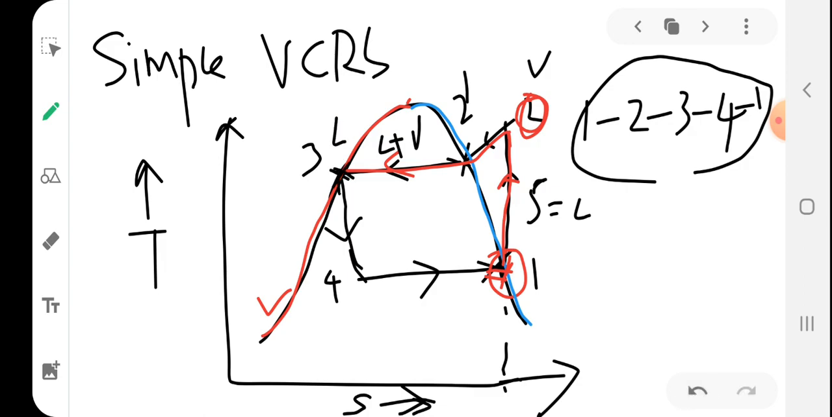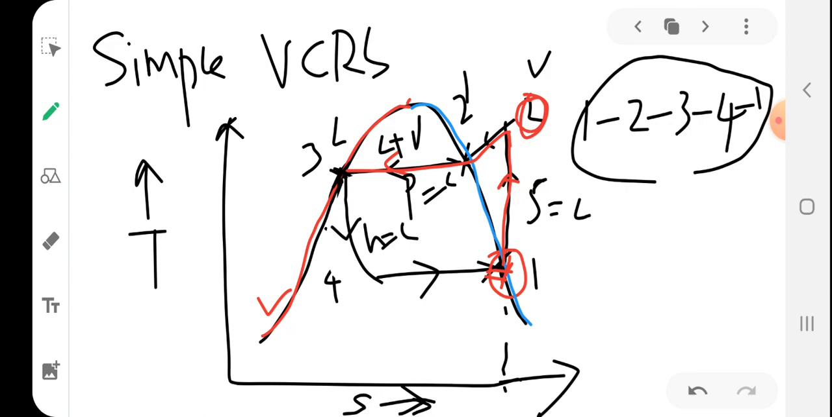And this process is at constant pressure. Then 3 to 4 is at constant enthalpy, an isenthalpic process. H is constant, so the line should be a little bit curvy. We'll draw it once more. It should be curvy.